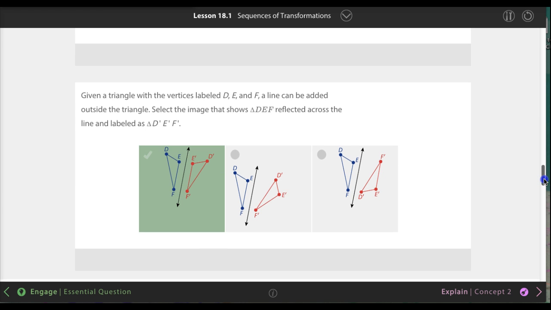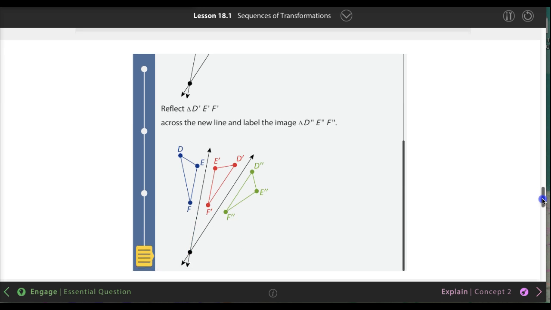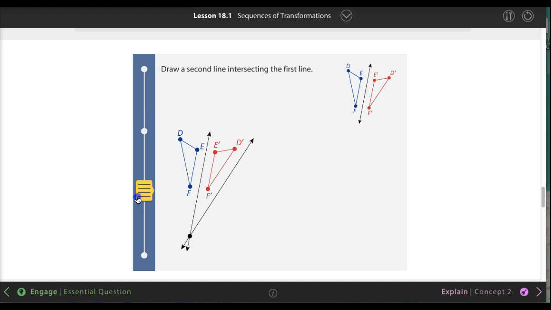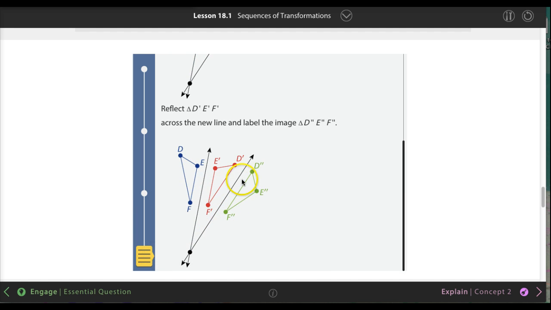So what it's trying to tell you is there are different things that we can do to a shape. We can reflect it, we can rotate it, but sometimes, even though we made two or three different movements, it looks like it's something different. For example, over here, we reflected the blue triangle into the red. And then we drew another line over here, and we reflected the red triangle again. And when we did that, we ended up with the green triangle.